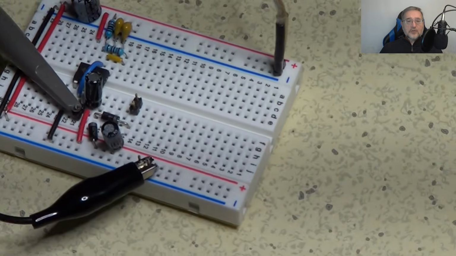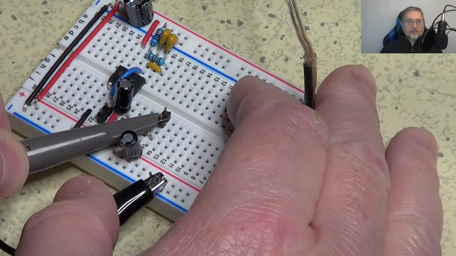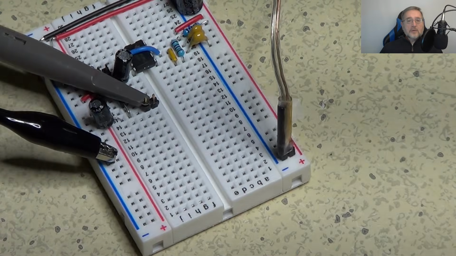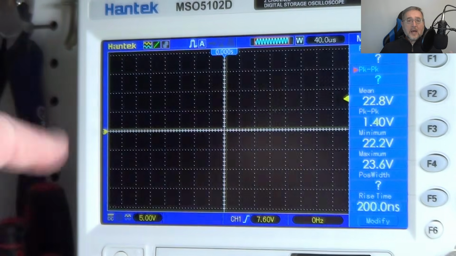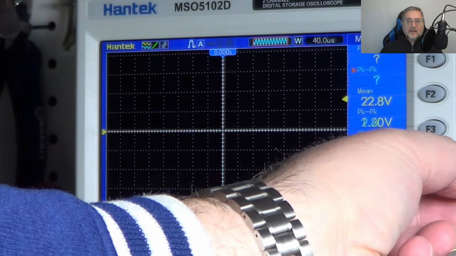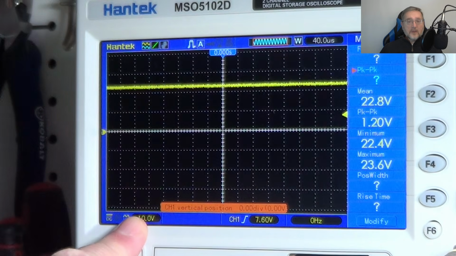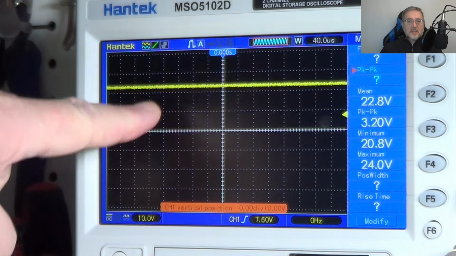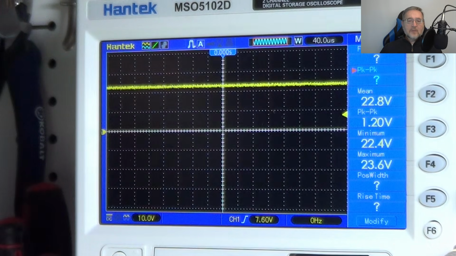I'm now going to change the position of the oscilloscope probe so I can measure the actual output voltage of the circuit. I will also have to adjust the sensitivity of the oscilloscope, since now the voltage is too high to be seen on the screen. And here, now that I lowered the sensitivity to 10 volts per division, we can see again the signal, which is now a DC voltage of about 23.2 volts, as we expected.